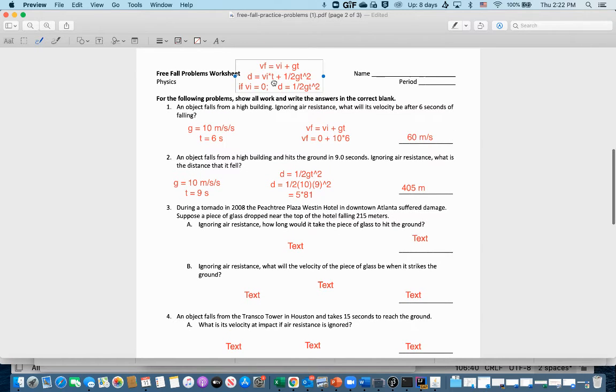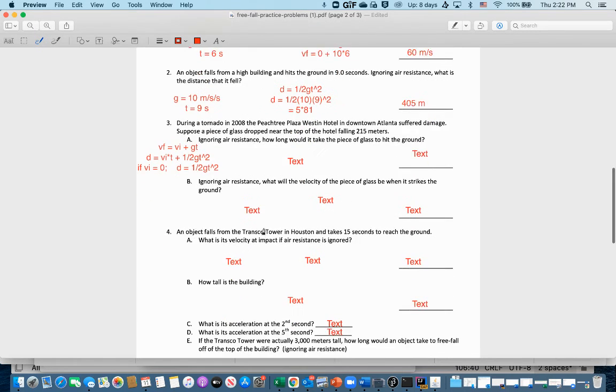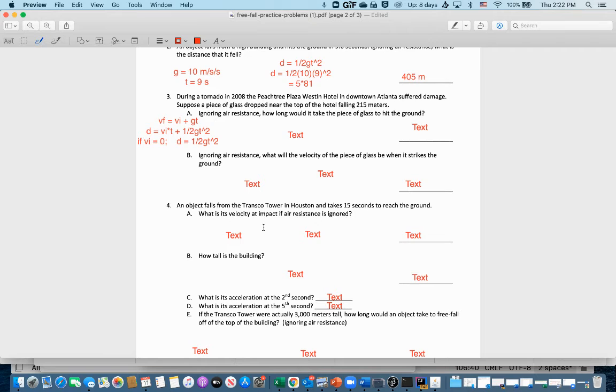All right, I'm going to drag my equations down here just so I can keep those references here. Okay, so during a tornado in 2008, the Peachtree Plaza Westin Hotel in downtown Atlanta suffered damage. It's one of the tallest buildings here in the United States. Suppose this piece of glass dropped near the top of the hotel, 250 meters.